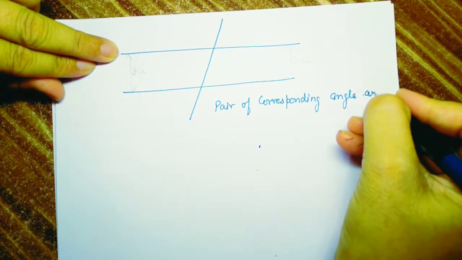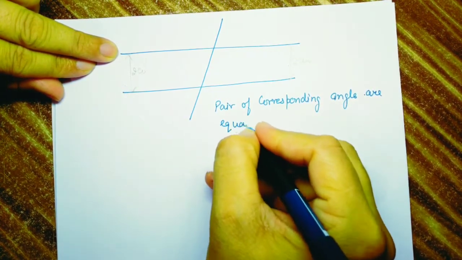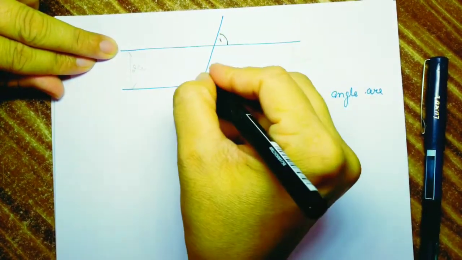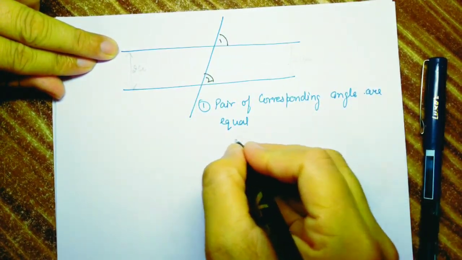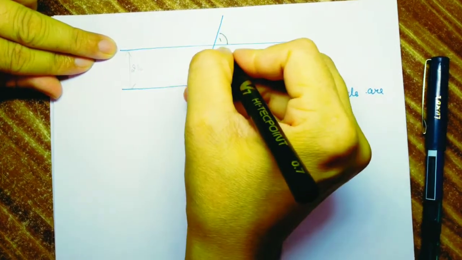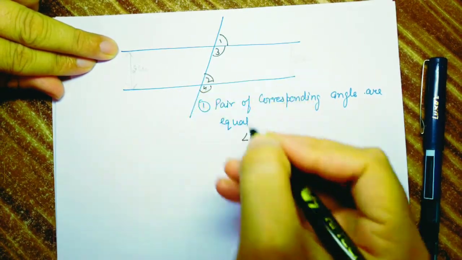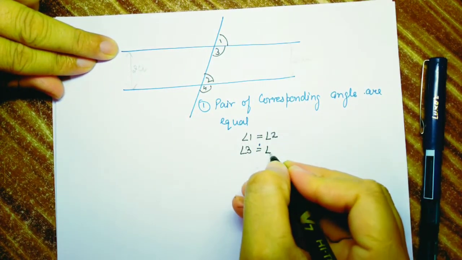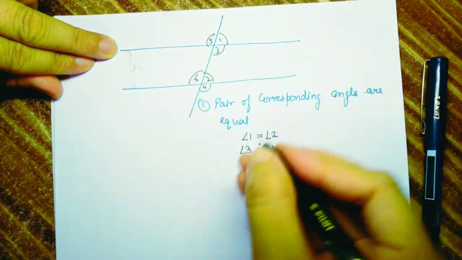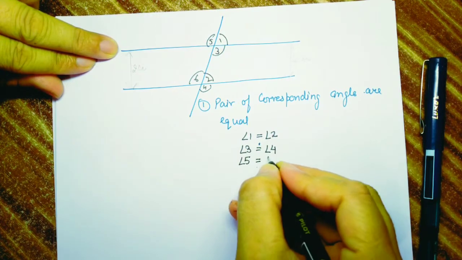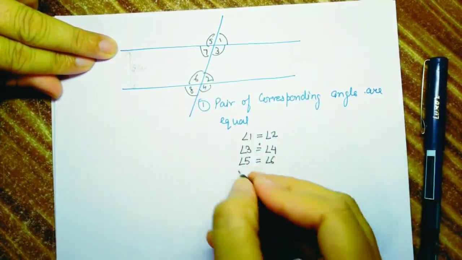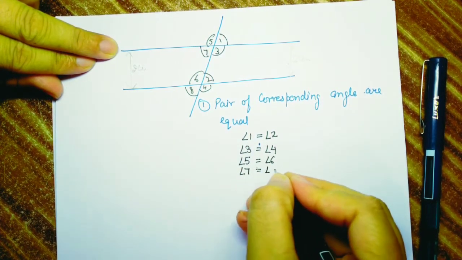Angles are equal. How? First I am going to show you the corresponding angles. Angle 1 and angle 2. So here we can write the first pair, angle 1 equals angle 2. Next pair is 3 and 4, so angle 3 equals angle 4. Next one, 5 and 6, so angle 5 equals angle 6. Next pair is 7 and 8, so angle 7 equals angle 8.